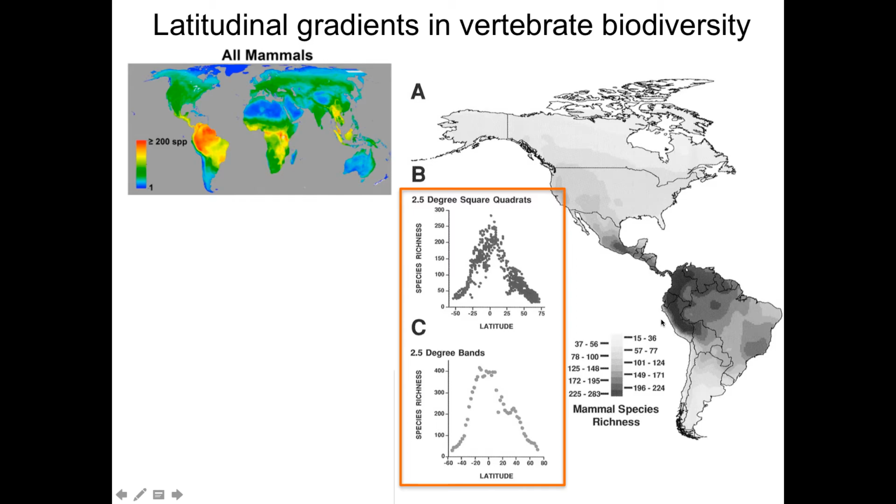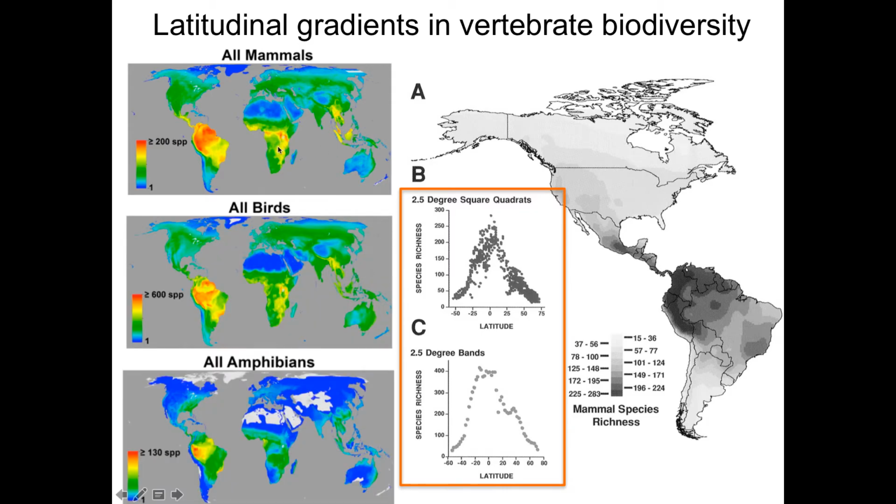One of the oldest known and most fundamental patterns in global biodiversity is the increase in species richness that occurs at lower latitudes, closer to the equator. So here shows the distribution of mammals around the globe. It's shown here as well.